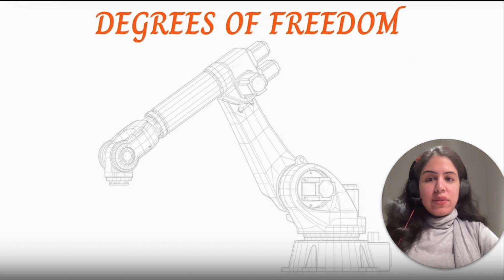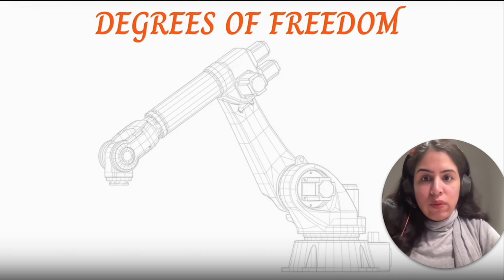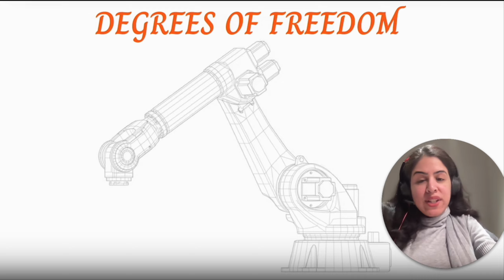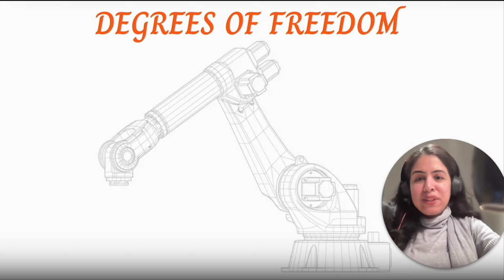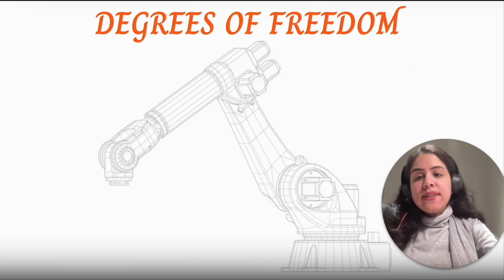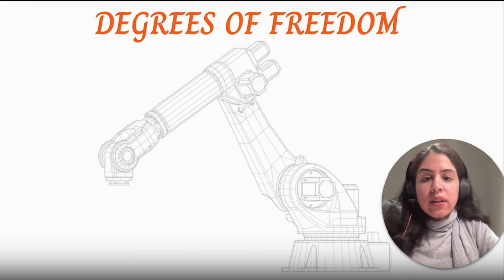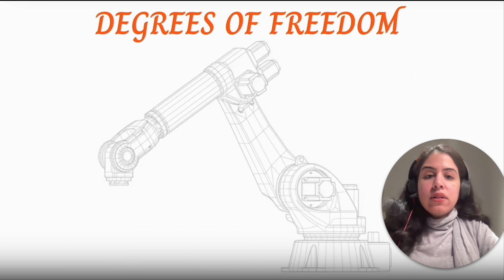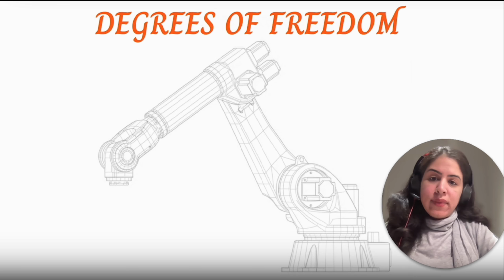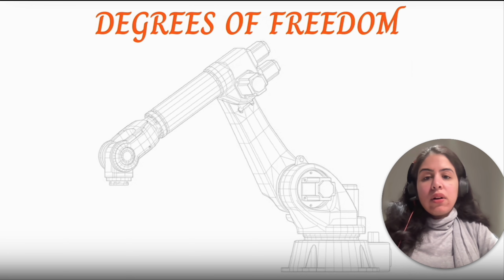Imagine you are trying to pick up a cup of coffee. You reach forward, you lift your arm, you rotate your wrist, and you pick up the cup. Each of these is a separate independent movement. In robotics, the total number of independent movements a system can make is called degrees of freedom, also denoted by DOF. Today, we will talk about what that means and how it is calculated in robotics without going into a lot of maths.